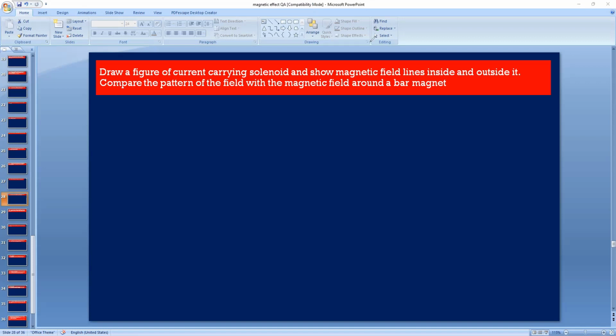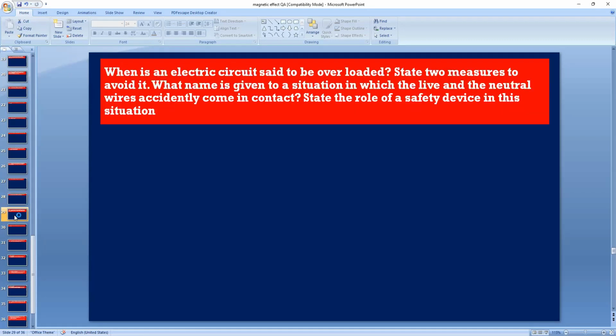Next question. When is an electric current said to be overloaded? State two measures to avoid it. What name is given to the situation in which the live and the neutral wires accidentally come in contact? State the role of a safety device in this situation.